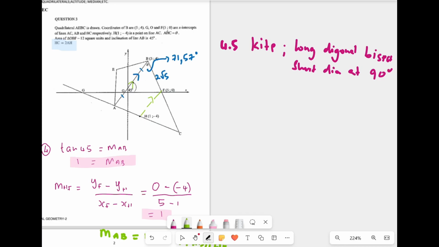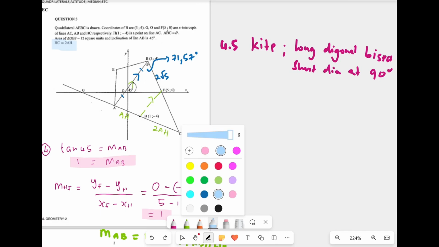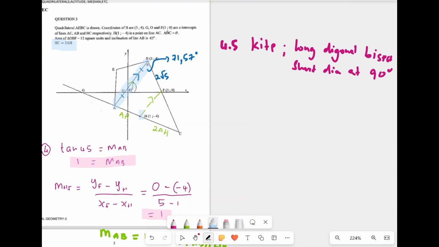Now, if we look at the information that we have, we are told that HC is equal to 2AH. So here at AC, I can put 2AH. And then this is AH. Now, again, we have calculated the length of BF as 2 root 5. We have also proved that this line and that one are parallel. So we can use the proportionality theorem. So here we are looking for AC.